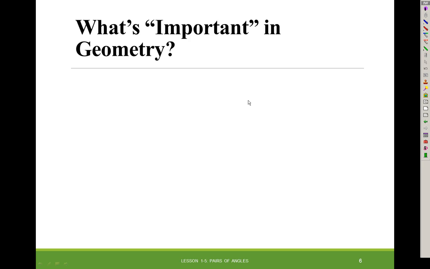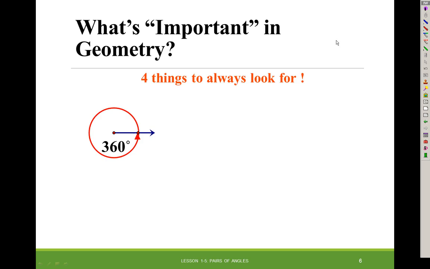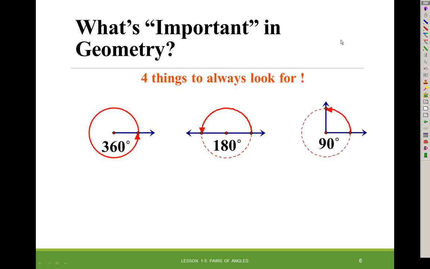Now, what's important in geometry? We've seen a lot of things so far, and we are going to continue to see those things for the rest of the course. Four things to look for: 360 degrees in a circle, 180 degrees in half a circle, 90 degrees in a right angle, and congruence.